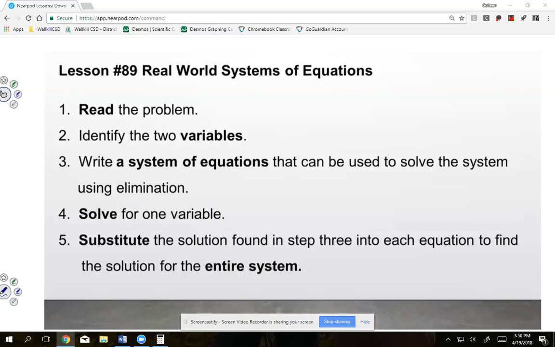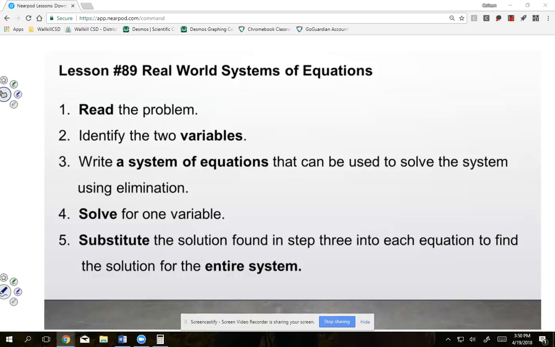Today we will be solving real-world systems of equations using elimination like yesterday's lesson. Your first step is to read the problem. Second, identify the two variables. Third, write a system of equations that can be used to solve the system using elimination.